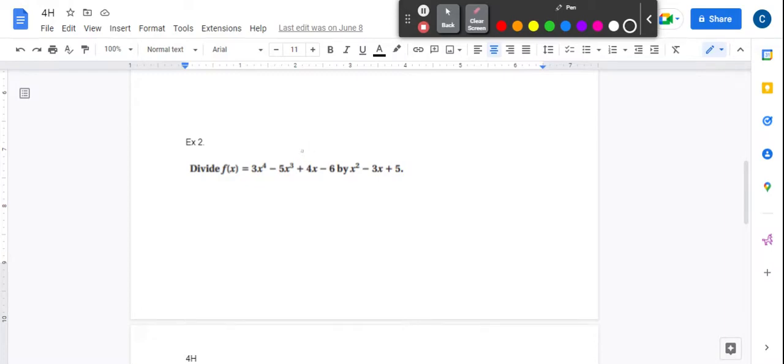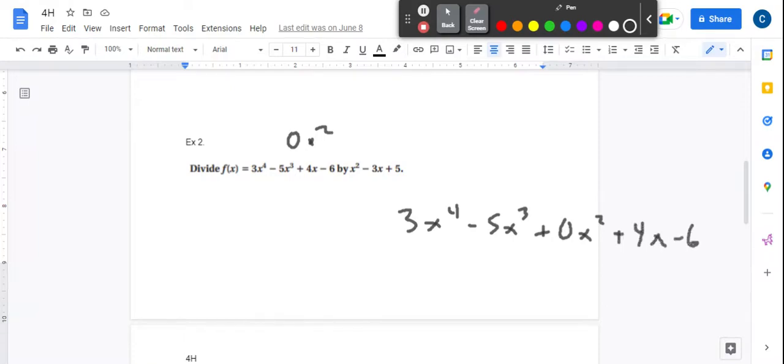So what that becomes is 3x to the fourth minus 5x cubed plus 0x squared. We don't really have an x squared there, so it's really 0x squared. And we got to make sure we put that in there. Otherwise, this whole process is not going to work, okay? And then we'll plus 4x minus 6 there, okay?